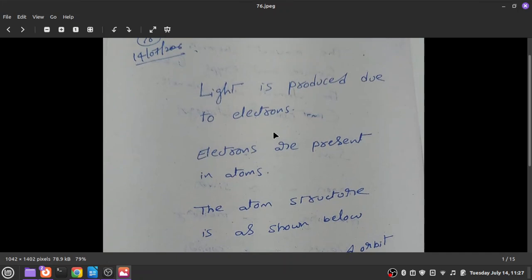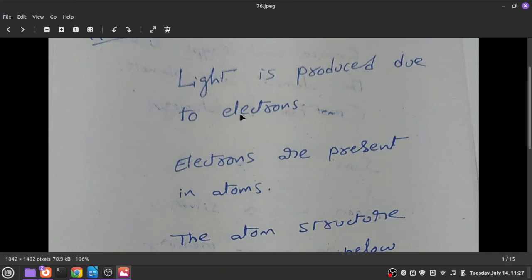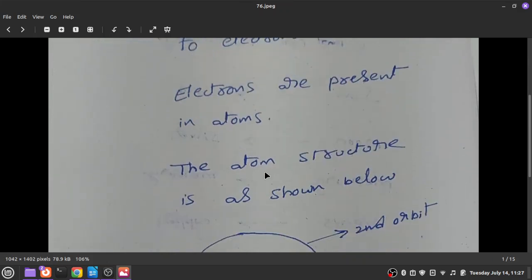First, how light is produced. Light is produced due to electrons. The first statement is light is produced due to electrons. Where are electrons present? Electrons are present in atoms.